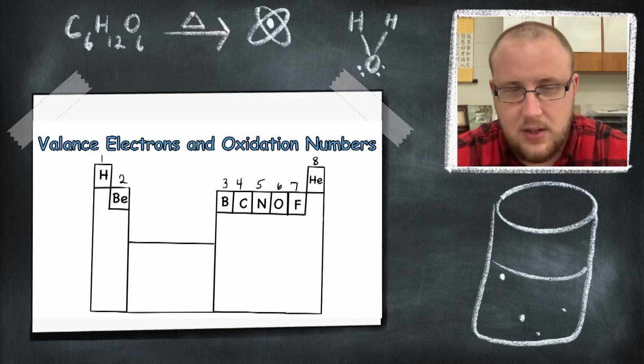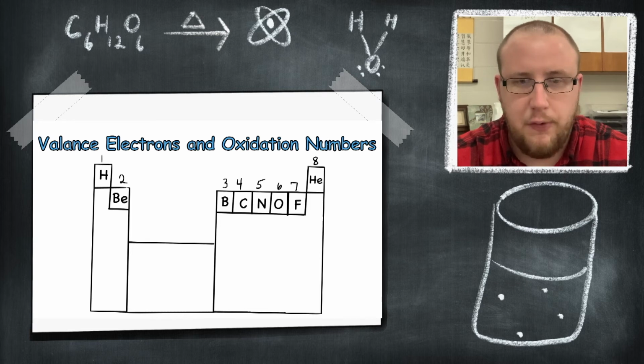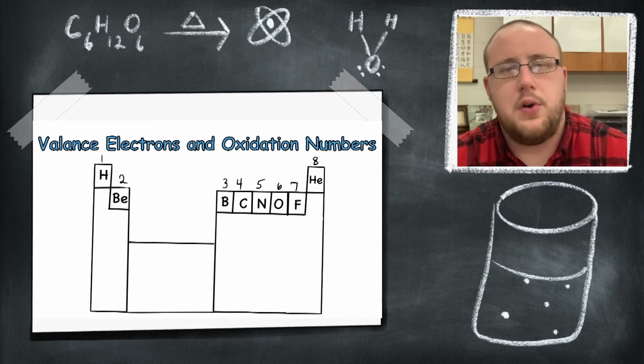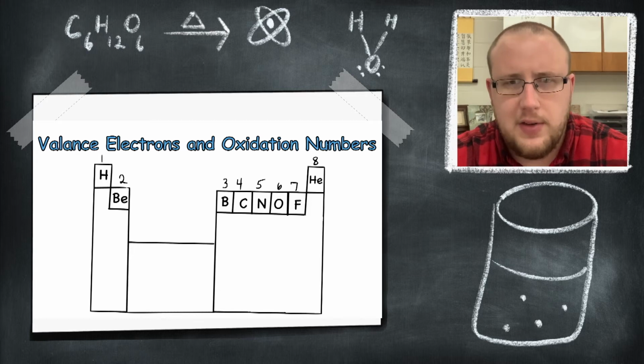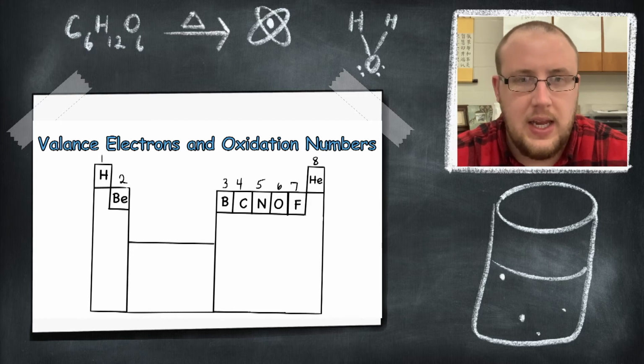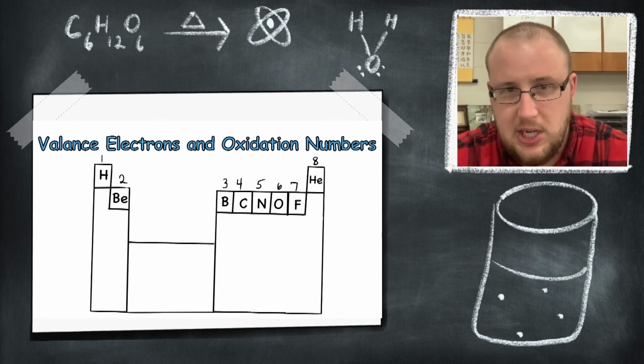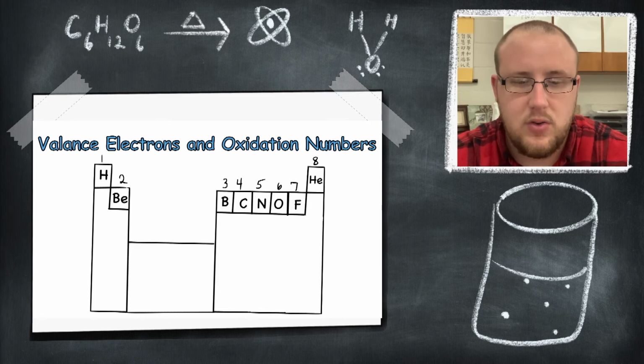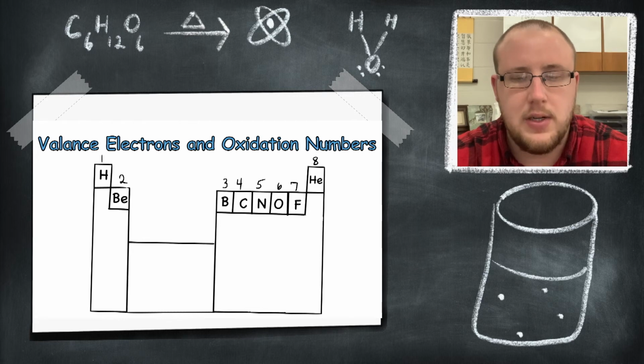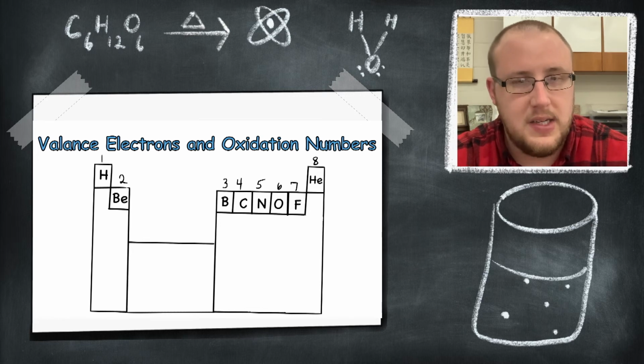We're going to exclude our transition metals for now. That's for a later unit. So our first family, dealing with hydrogen, has 1 valence electron. Our second family, dealing with beryllium, has 2 valence electrons. Boron's family has 3. Carbon's family has 4 valence electrons. Nitrogen's family has 5.